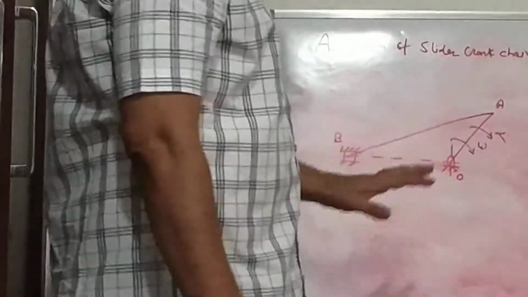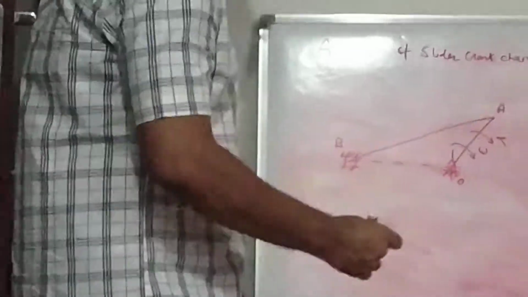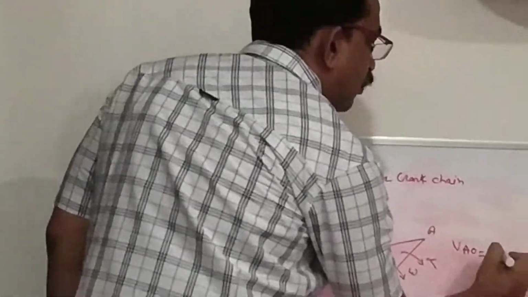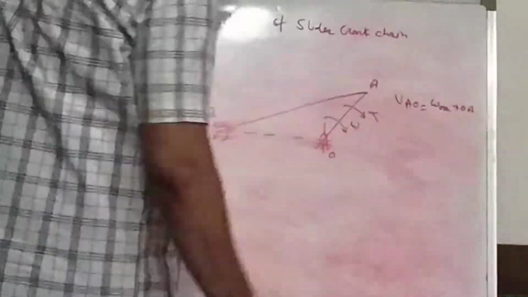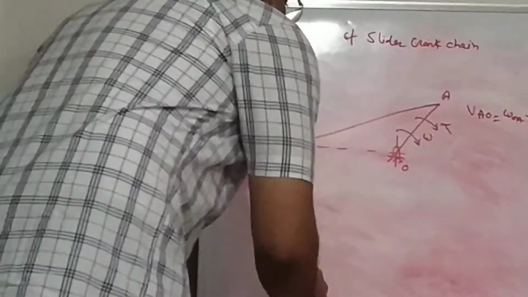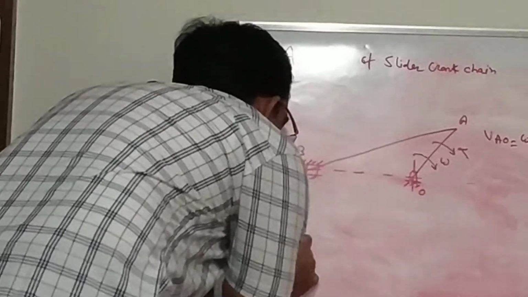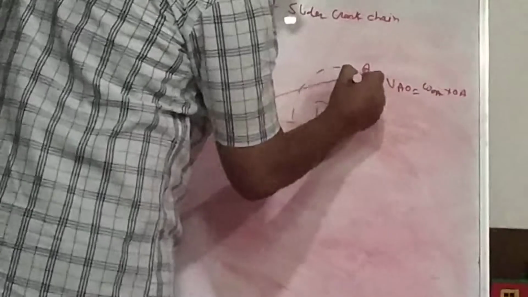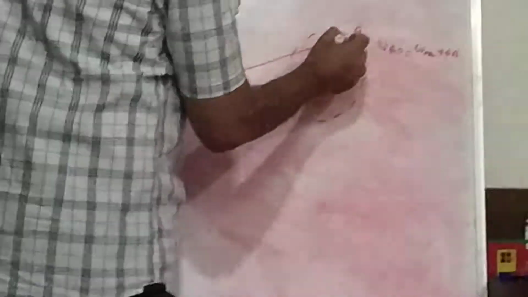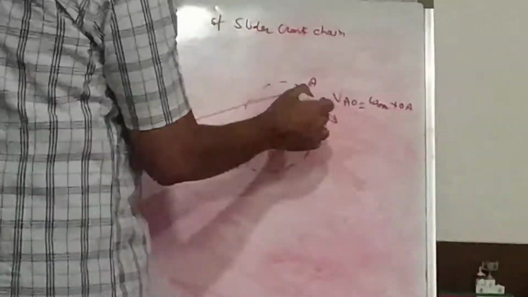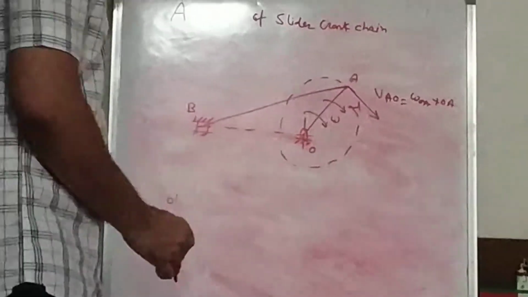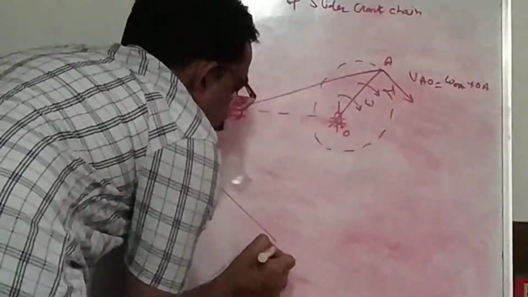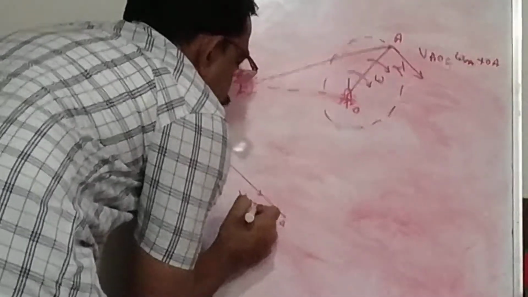So here first we have to draw the velocity polygon. What is the procedure? First we have to find out velocity of A with respect to O. That is omega OA multiplied by length of link OA. So according to scale, first we have to mark the position of point O. Then we know that crank OA point is moving in a circular path. So this is the direction of velocity vector V, which is perpendicular to link OA. So draw the vector from point O to A, which represents velocity of A with respect to O.